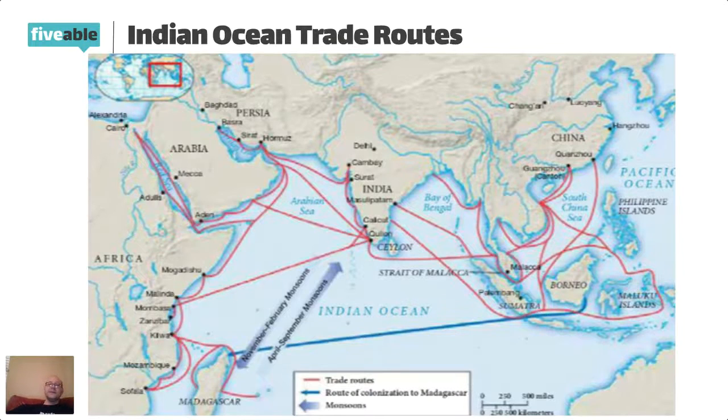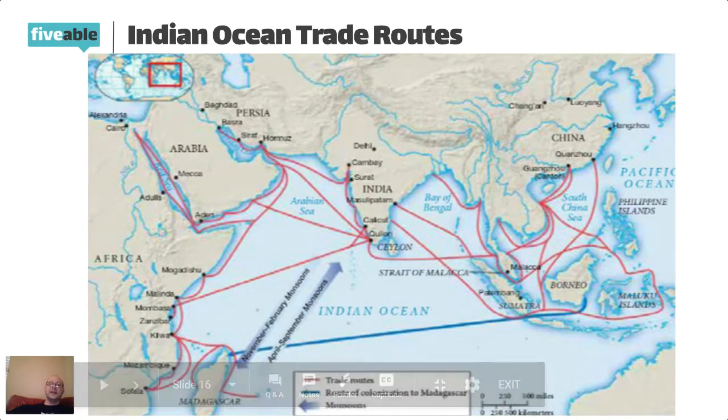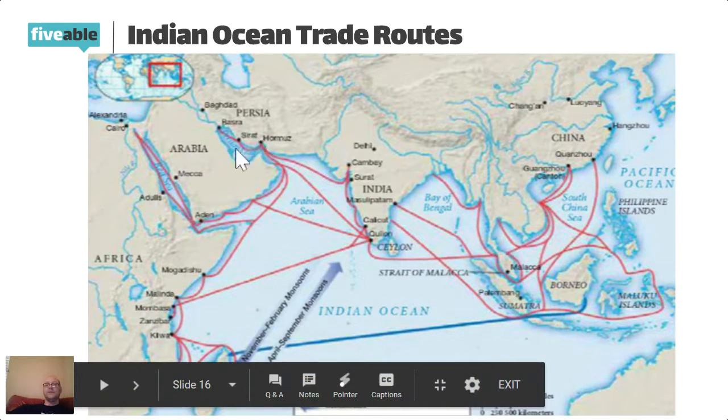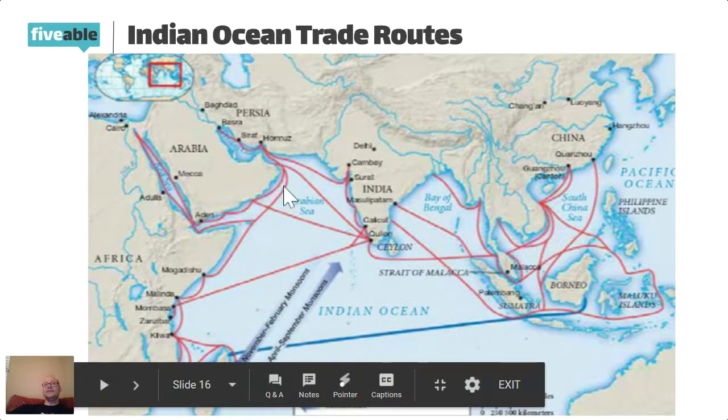Okay, so here are the Indian Ocean trade routes. You have China and Southeast Asia over this region. Of course, you have India, who is the centerpiece of this whole exchange, and then you have the western side with the Middle East and the Swahili city-states.